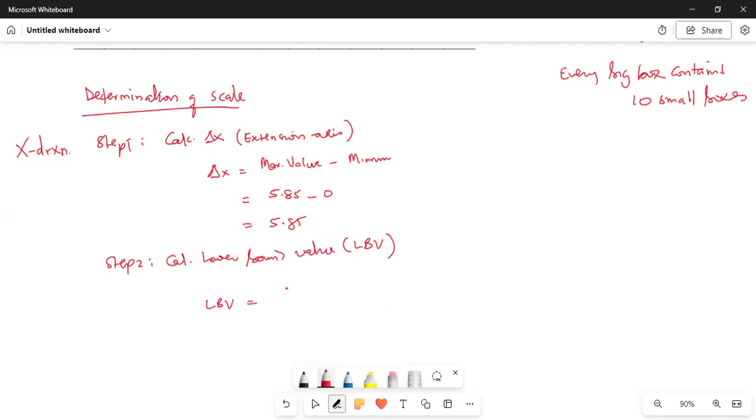Okay. So lower bound value is change in x over number of boxes in x direction.